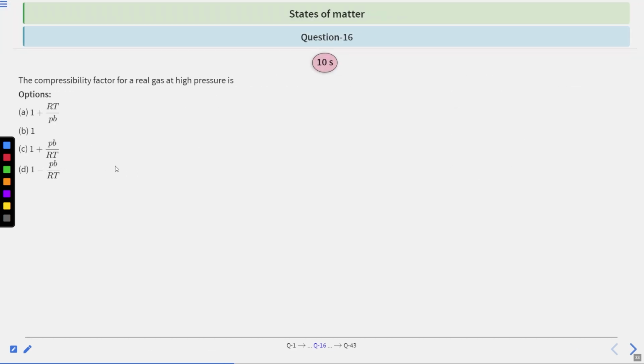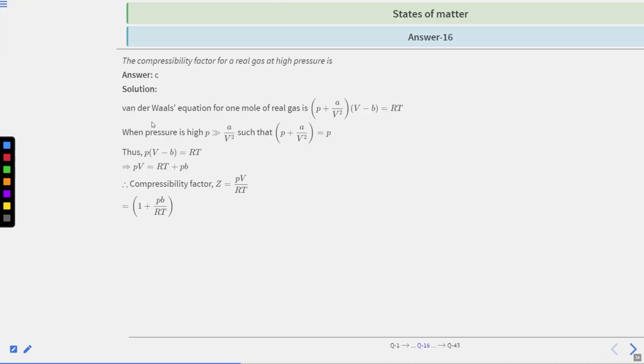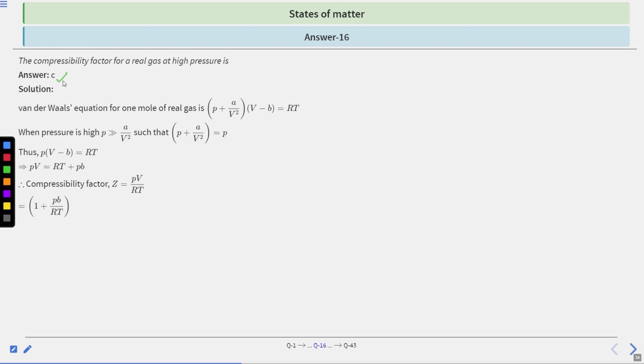Moving on to question number 16. The compressibility factor, that is Z, for a real gas at high pressure is: options are 1 plus RT upon PB, 1 plus PB upon RT, or 1 minus PB upon RT. You have 10 seconds to solve this question. After that, we will see the answer. Okay, so option C is the correct answer.